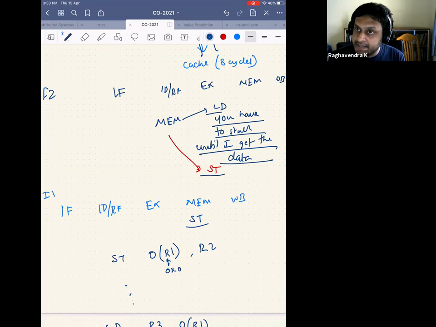Similarly, stores are not in the critical path. Loads are in the critical path. In any execution, loads are in the critical path because they stall the pipeline. Stores are generally not in the critical path. Of course, we said that there's a store queue, which is kind of a buffer. That buffer might get filled up. Then you will have to wait and stall because you can't write anything else to the buffer. In such cases, it's in the critical path.